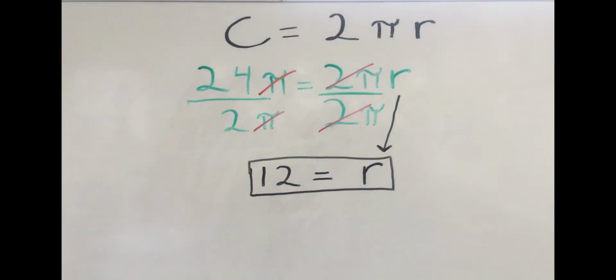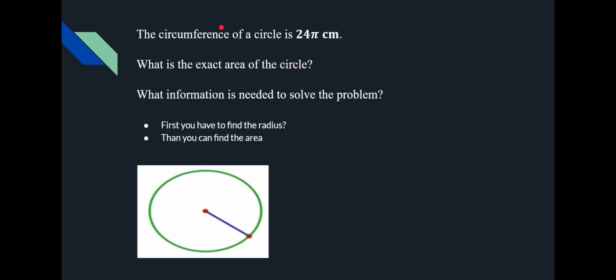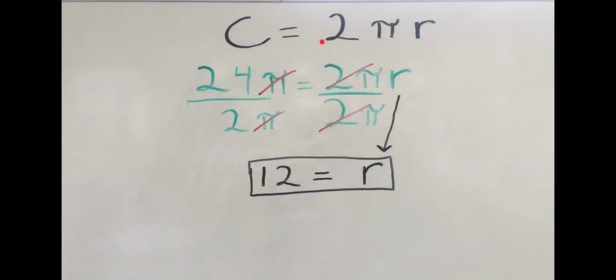So here at the very top, as you can see, I already wrote down the formula for you. Okay? C equals 2 pi r. Now we know we can replace C. Now we're going to substitute. Looking back, it said the circumference of a circle is 24 pi centimeters. So C, we replaced with 24 pi, and then we brought everything else down.